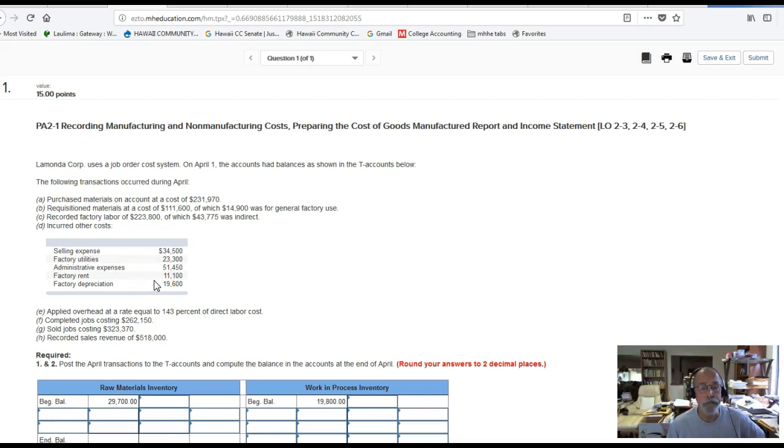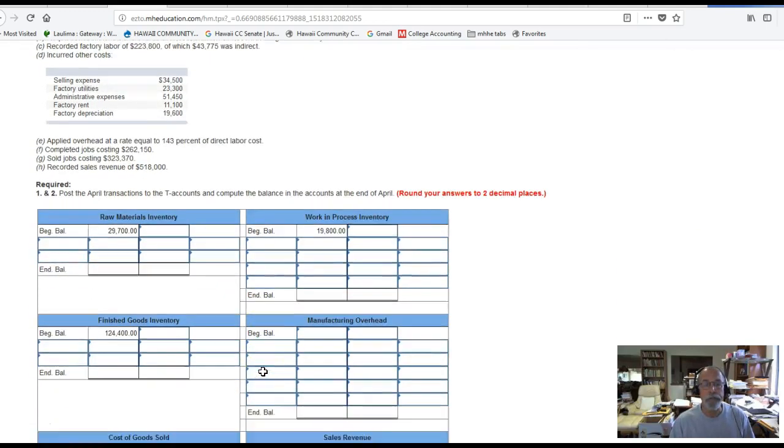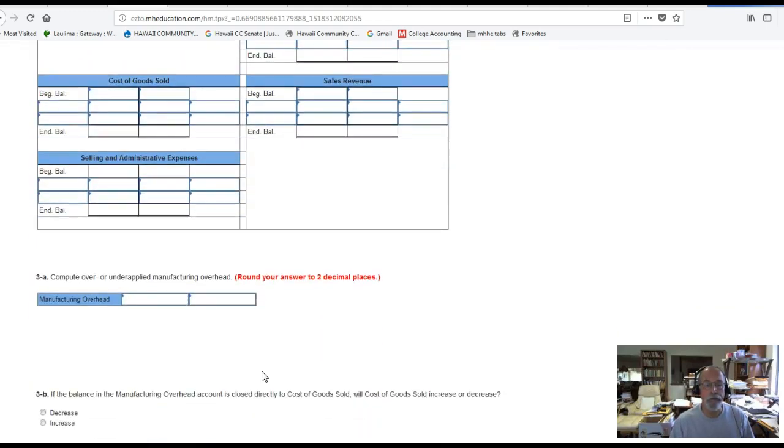And let's see, we have another 4 transactions that we have to deal with. E, applied overhead at a rate equal to 143% of direct labor costs. F, completed jobs costing $262,150. G, sold jobs costing $323,370. And H, recorded sales revenue of $518,000. So let's see what the requirements of the problem are.